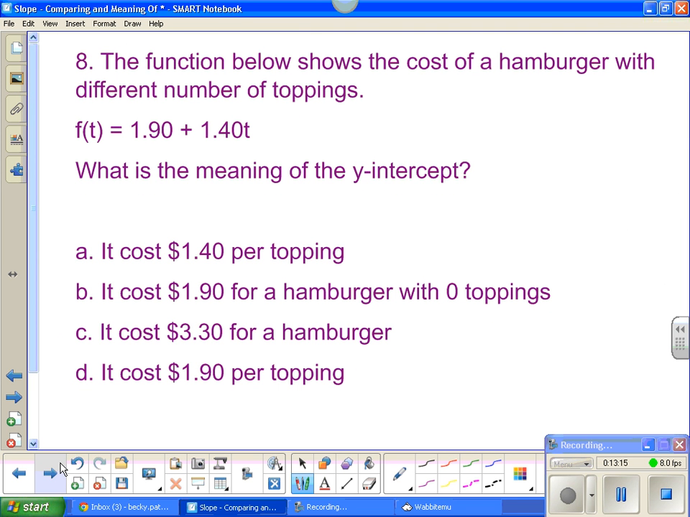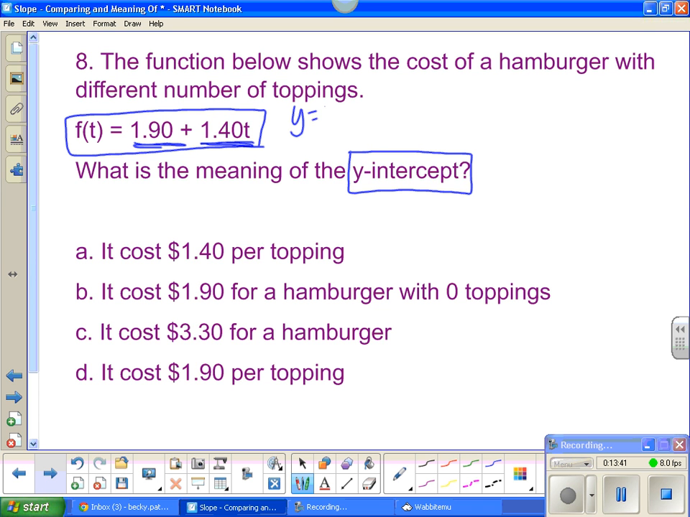The function below shows the cost of a hamburger with a different number of toppings. What is the meaning of the y-intercept? Okay, so they've changed it up a little bit. Before they were asking what is the meaning of the slope. This one wants the meaning of the y-intercept. All right, and then they're trying to be sneaky. Look at this function. What have they done? They have flip-flopped the y-intercept and the slope.